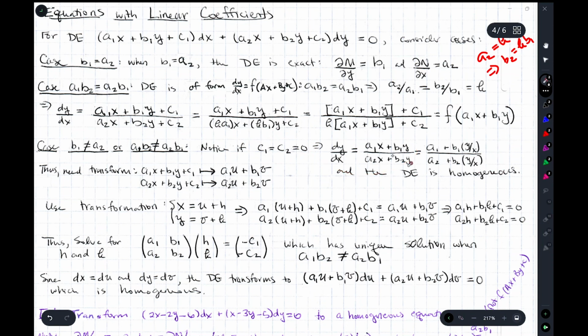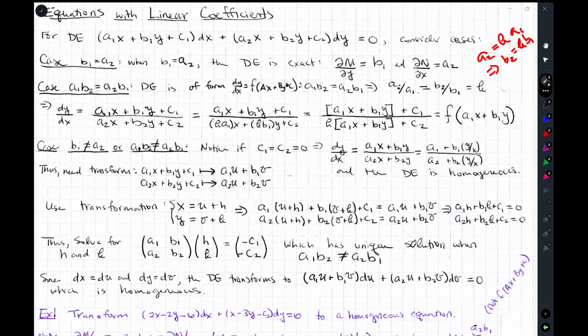And what we could then do is factor out an x from the top and bottom. If we factor out an x in top and bottom, then the x's would cancel. You'll have just a 1 here, and you'll be left with this expression. And this is a homogeneous equation, okay? In this case, it would be a homogeneous equation.